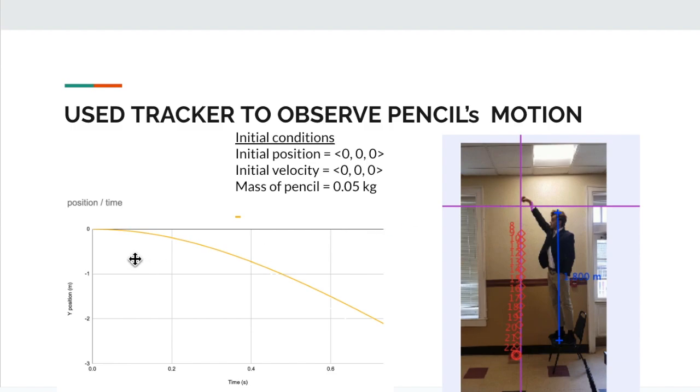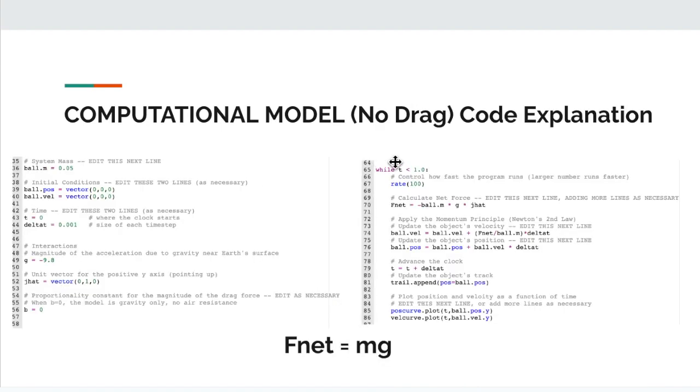And here is Tracker's graph for position compared to time. As you can see, it is a negative parabola where with time there's a larger change in position due to acceleration. And now moving on to the computational model with no drag.